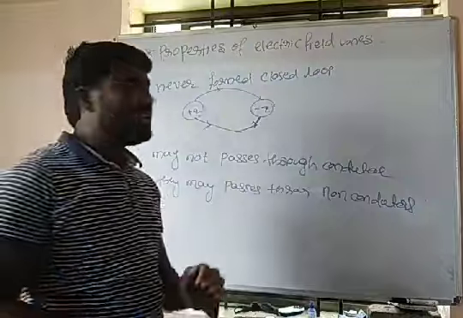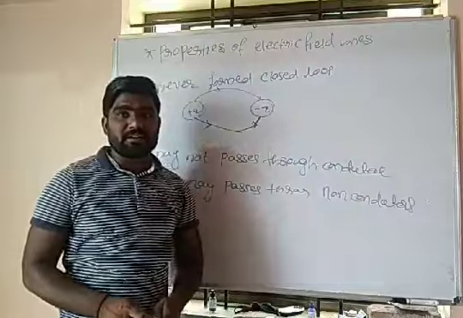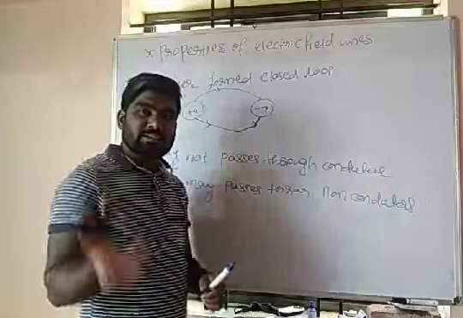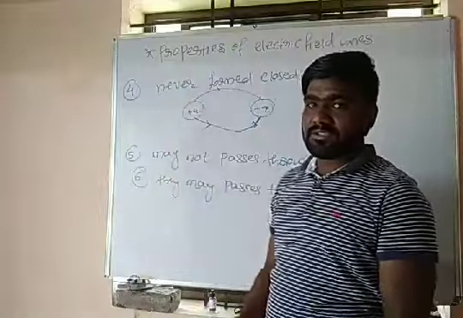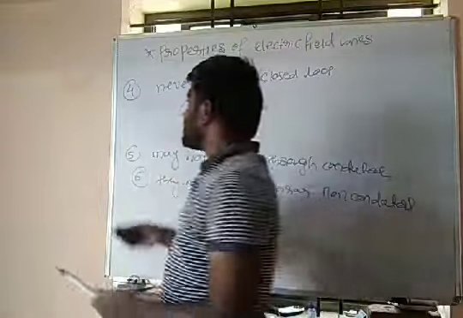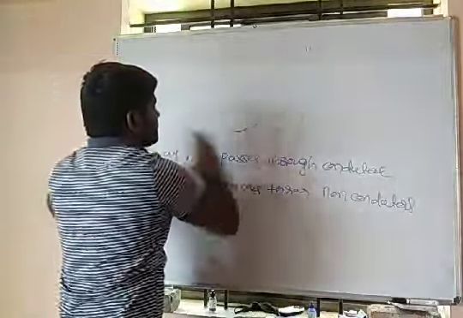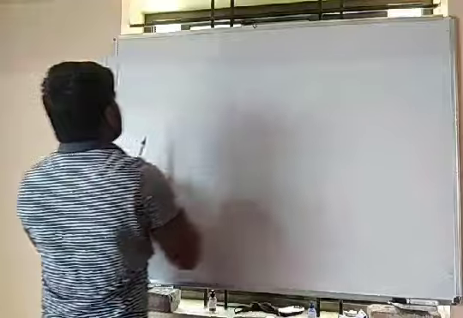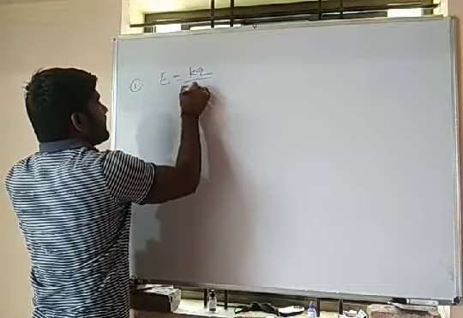So these are the very important properties of electric field lines. For 3 marks he may ask. Okay, then next, what are the formulas we have discussed? In the next lecture we will discuss some of the numericals based on this. So what are the formulas? Today, first formula, write down this formula, very important: electric field E is equal to KQ divided by R square.